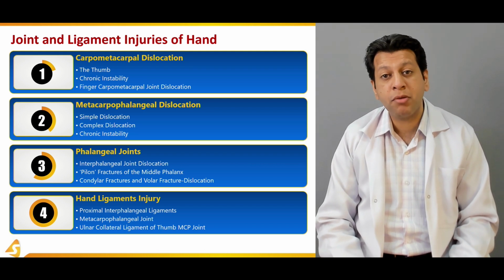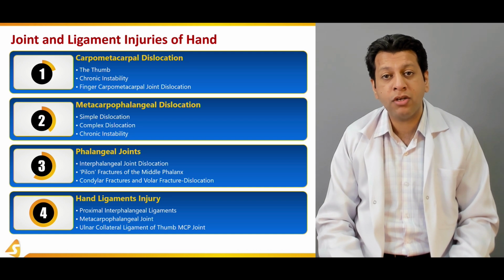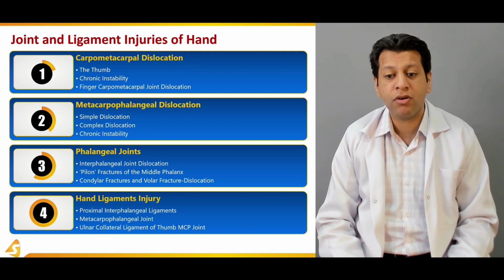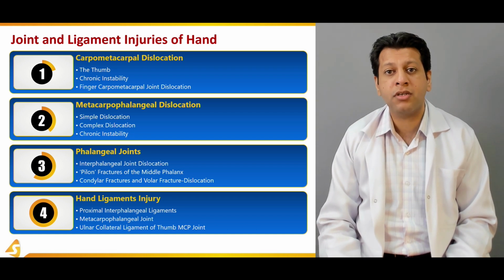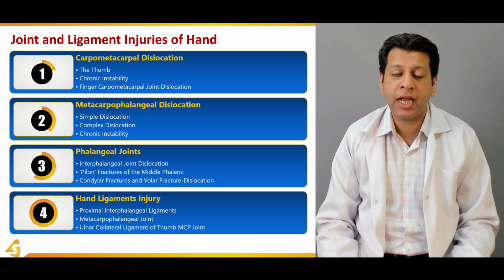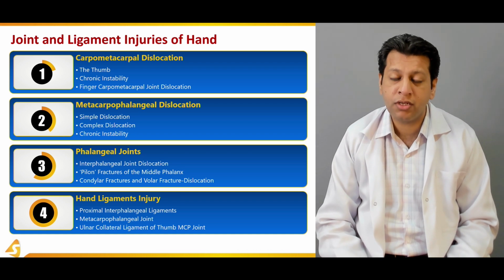It's called gamekeeper's thumb because it is actually ulnar collateral ligamentous insufficiency of the thumb metacarpophalangeal joint, and we will be discussing its pathophysiology, pathoanatomy, and its management options as well.